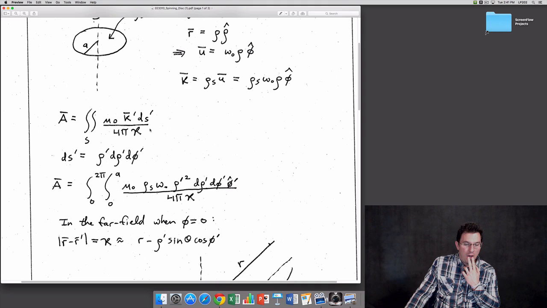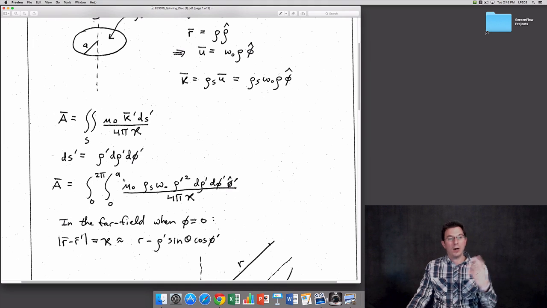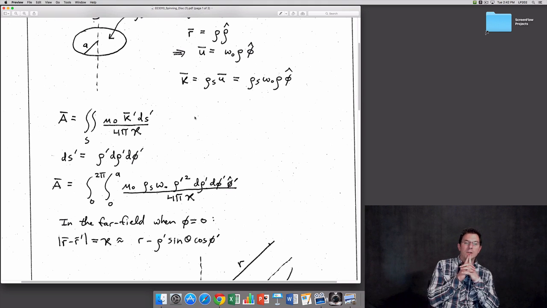All right, let's substitute in for dS prime and for K prime. K prime is rho s omega naught rho prime phi hat prime. That's where those things come from. And then dS prime is rho prime d rho prime d phi prime. That's where these terms come from. So in the end, in order to figure out the magnetic vector potential A due to this rotating disk, you have to compute this integral: phi prime from 0 to 2 pi, which takes you all the way around once, and rho prime from 0 up to its radius a. That integrates over the entire surface.